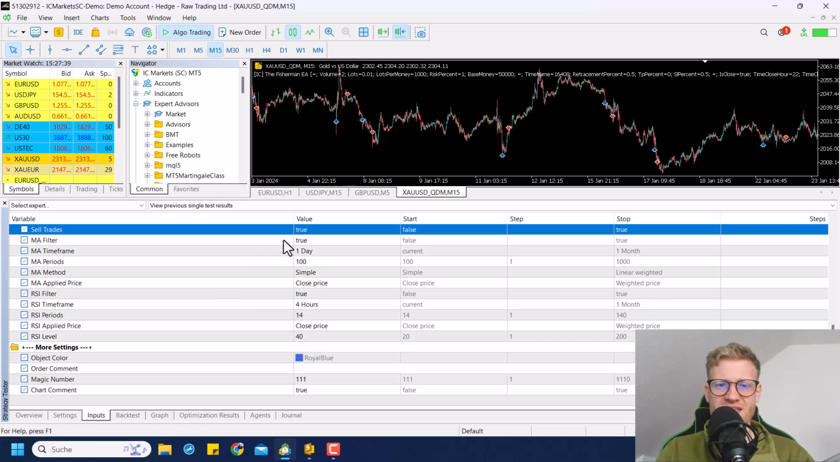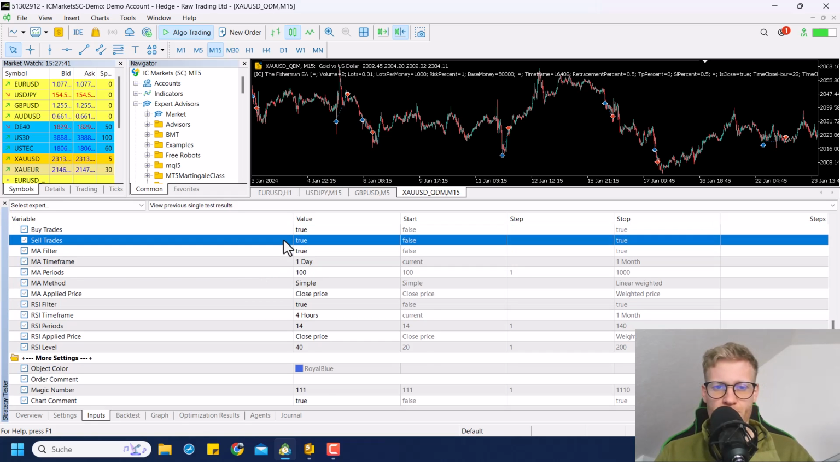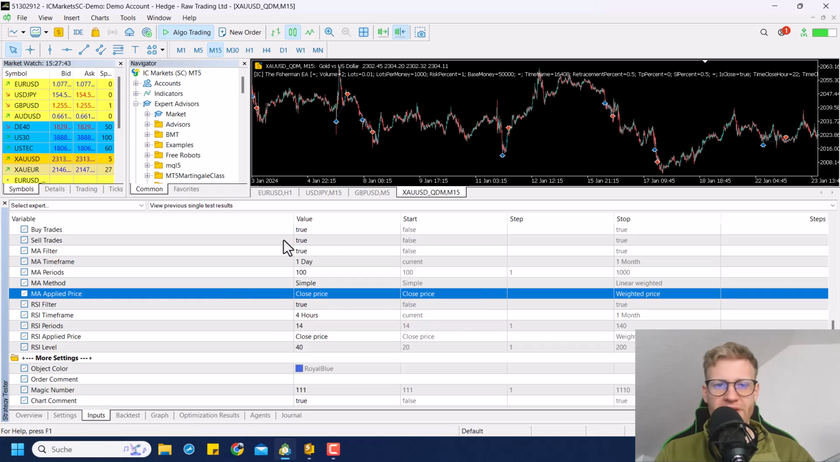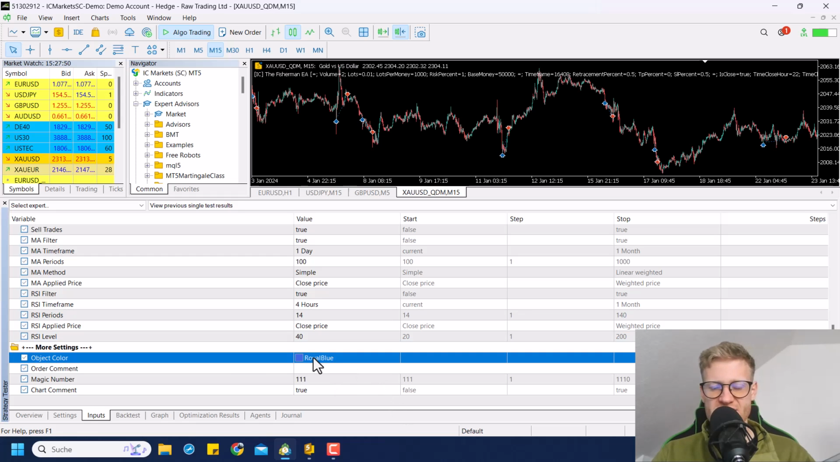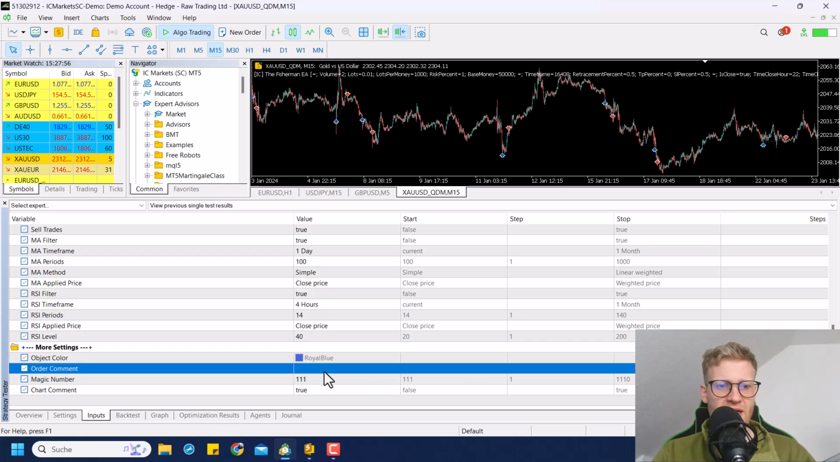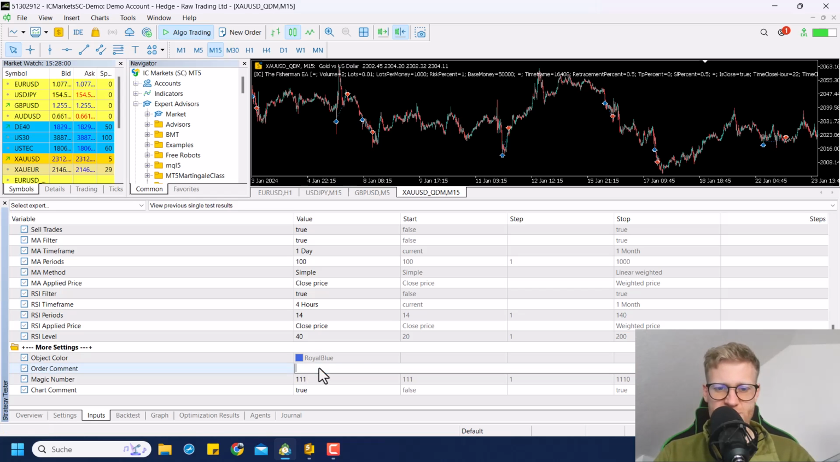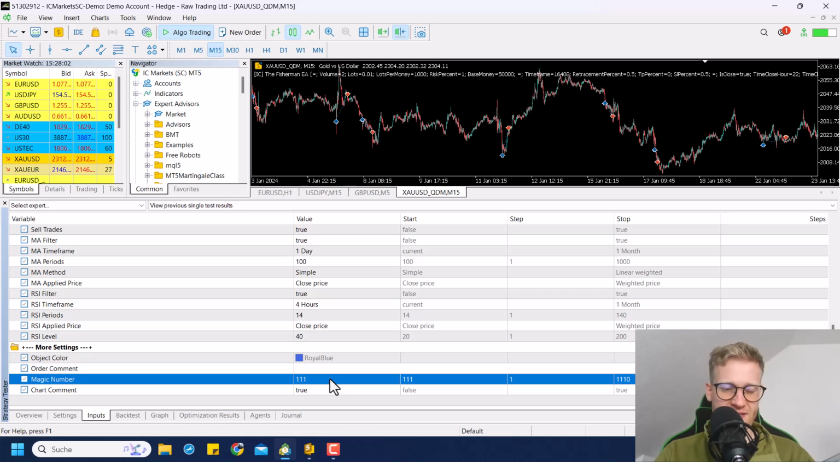All of these filters can be used alone or in a combination, or you can just play around with this. And then we do have the object color. This is just for the chart comment that you saw in the upper left corner of the main chart. And then we have the order comment where you can say all of my orders should have this specific order comment. Pretty easy. Then we have the magic number for this expert advisor.